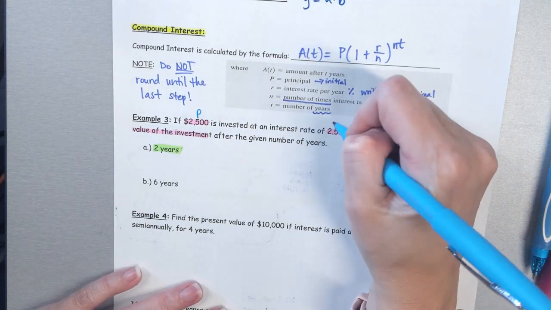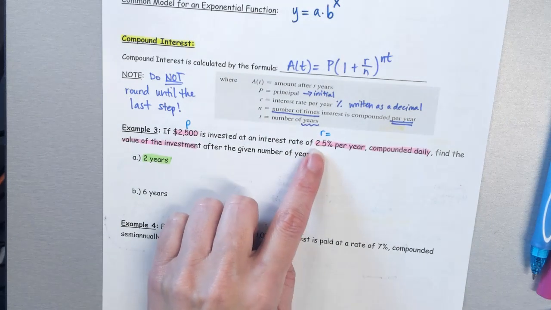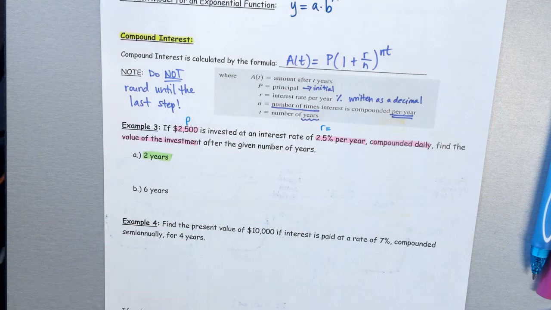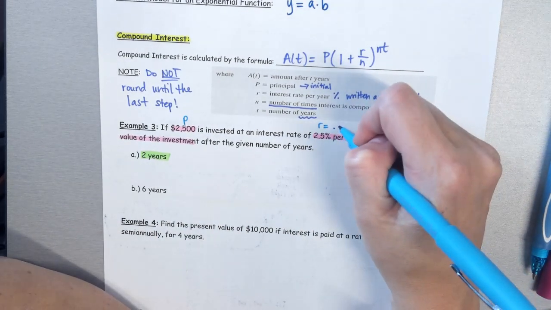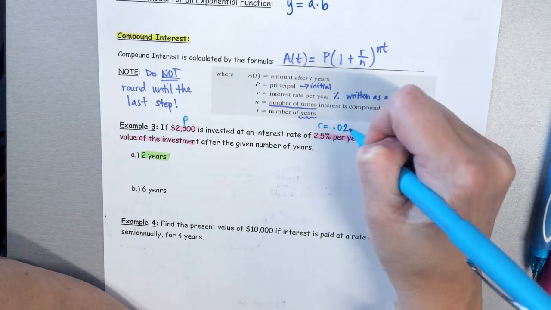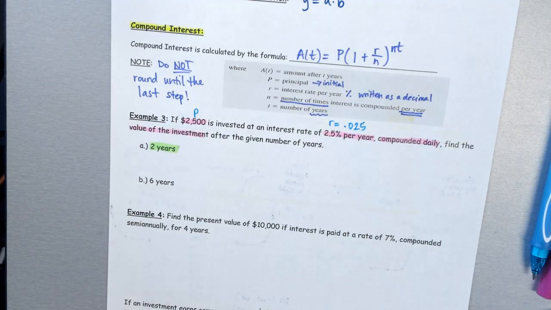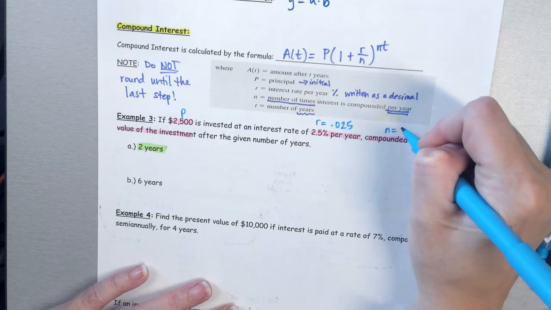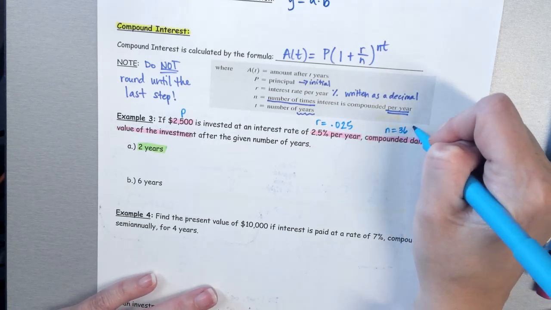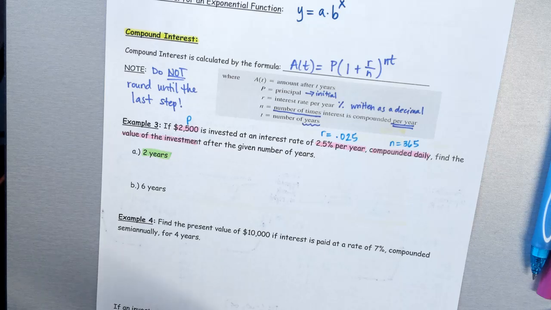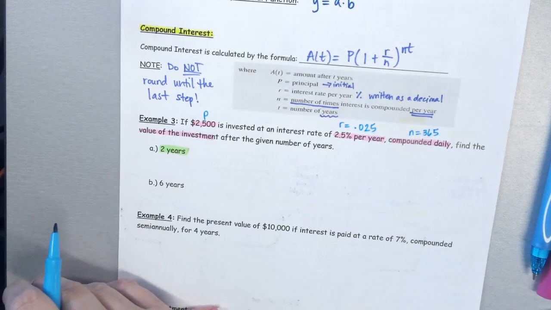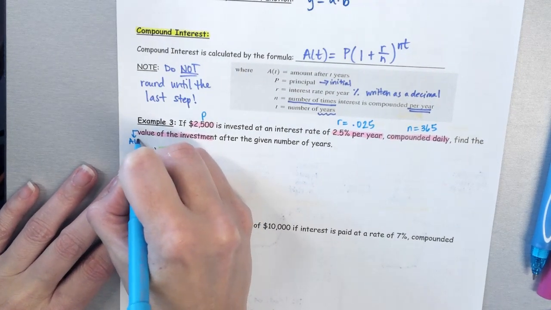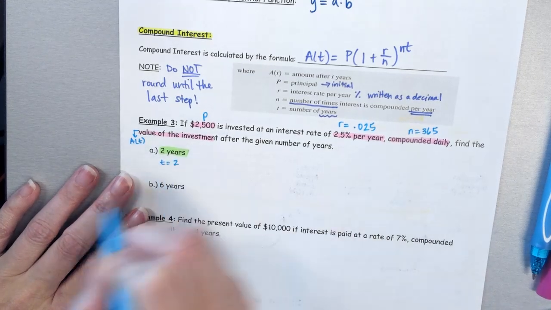Your 2.5%, when you convert that to a decimal, do you guys remember how to do that with a percent? Yep, you can divide it by 100. You can move it 2 decimal places to the left. So 0.025. Okay, if it's compounded daily, how many days are there in a year? Yes, and you can just use 365. Not 4, in case some of you are thinking that. And then when you're finding the value, you're finding the A of t. And then your time for this is going to be 2 years.